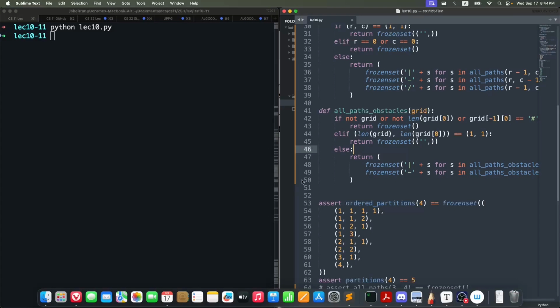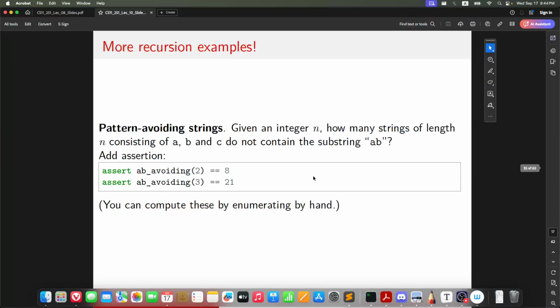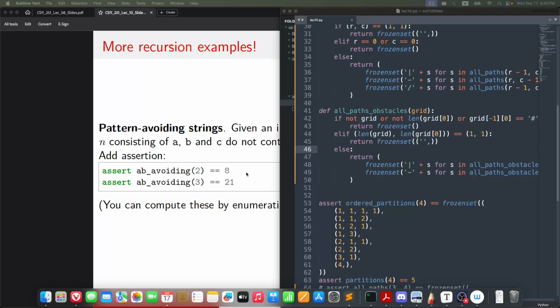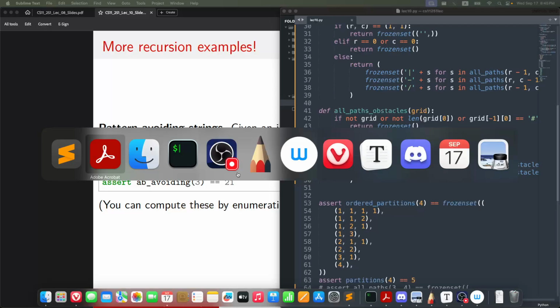Okay, that was a long series of problems. Alright, let's tackle a problem that is unique to this lecture. We have pattern avoiding strings. Given an integer n, how many strings of length n consisting of a, b, and c do not contain the substring ab? Let's call that function that counts that ab avoiding. For n equals 2, the answer is 8. Let's try to generate those.